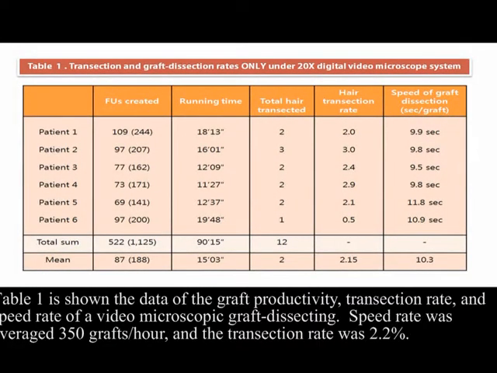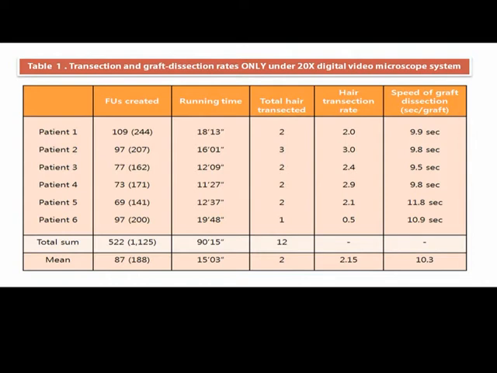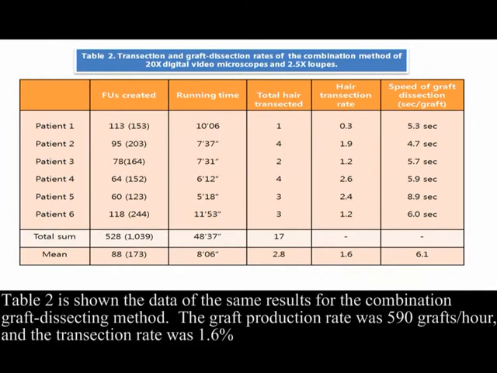Table 1 shows the data of the graft productivity, transaction rate, and speed rate of video microscopic graft dissecting. Speed rate was on average 350 grafts per hour, and the transaction rate was 2.2%. Table 2 shows the same results for the combination graft dissecting method. The graft production rate was 590 grafts per hour, and the transaction rate was 1.6%.